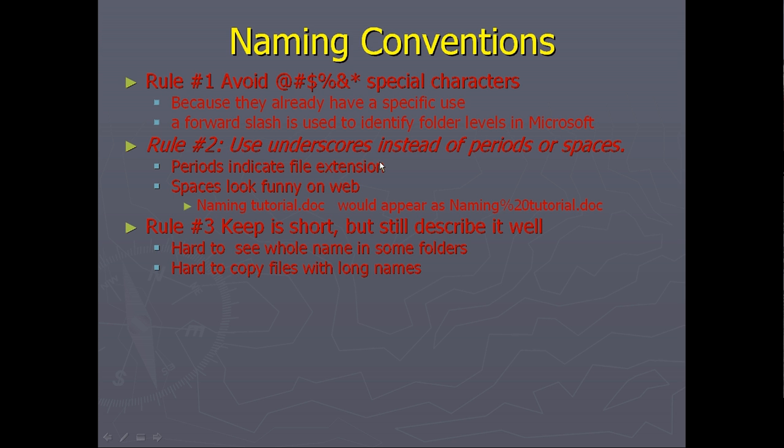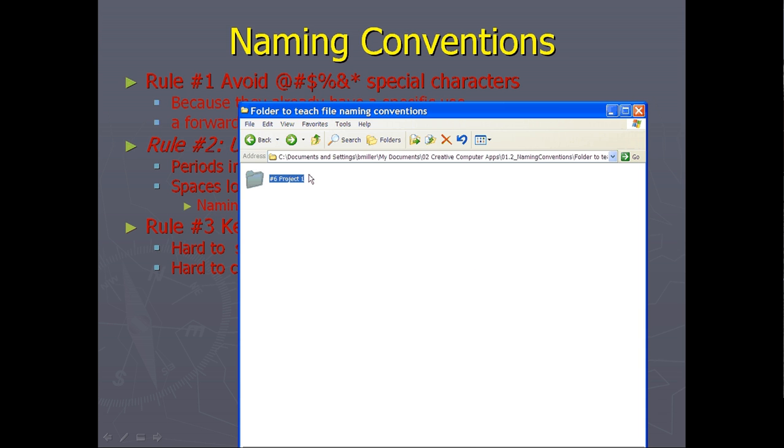So an underscore, well, let me show you what an underscore looks like. So coming over here, an underscore would be something like this. You put an underscore as one of these symbols right there. Okay, so use that instead of a space.